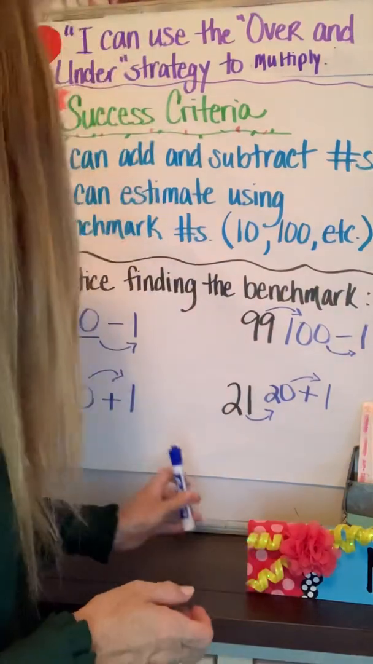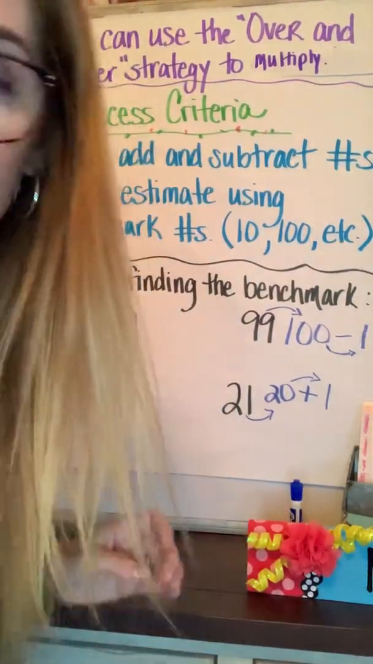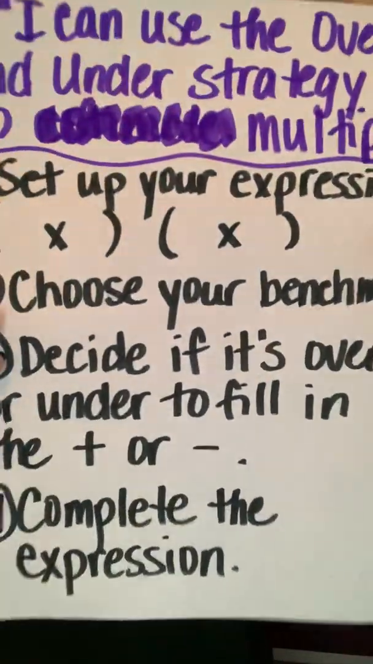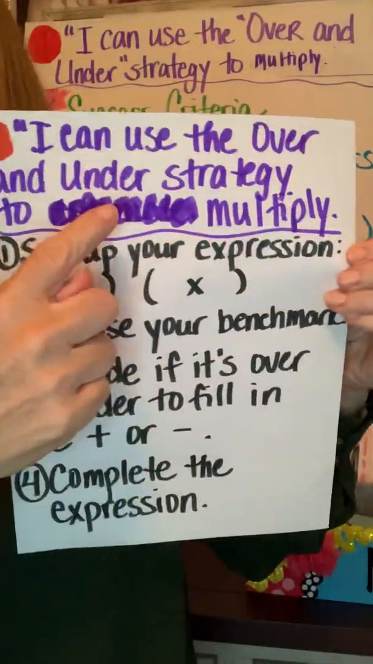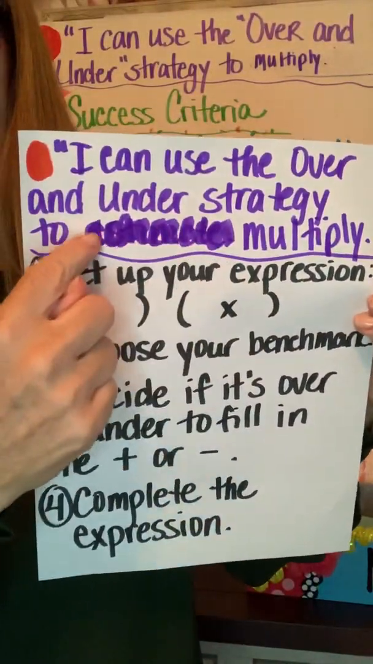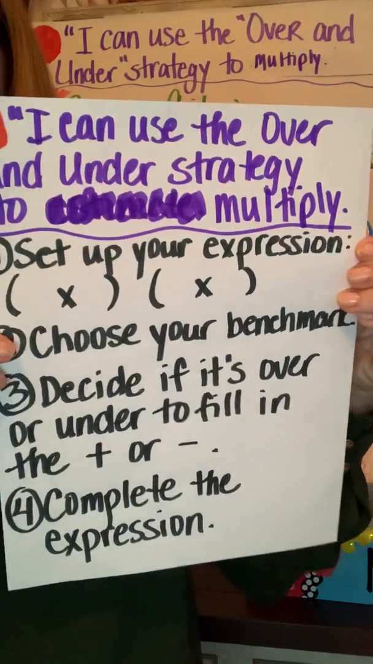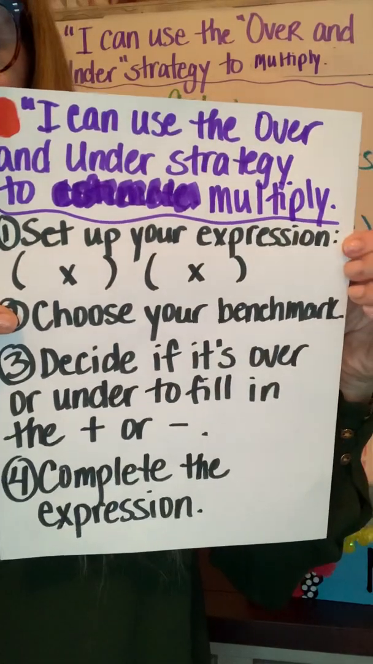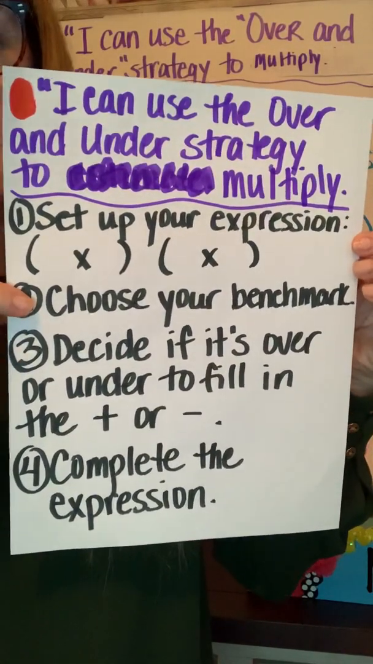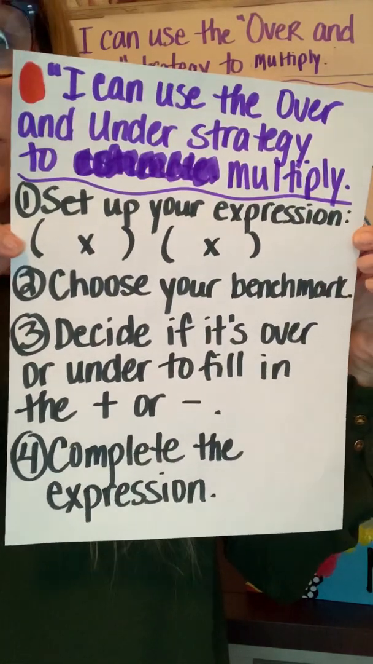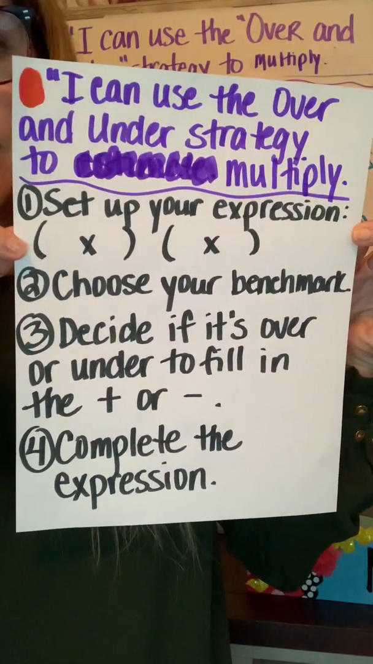First, before we start practicing further, I'm going to have you copy down the learning target and the step-by-step. Sorry, I made a little error there. I had estimate in my head, so I wrote the word estimate, which isn't really our learning target. So remember, it's I can use the over and under strategy to multiply, right? So please hit pause, copy down the learning target and the directions in your notebook.